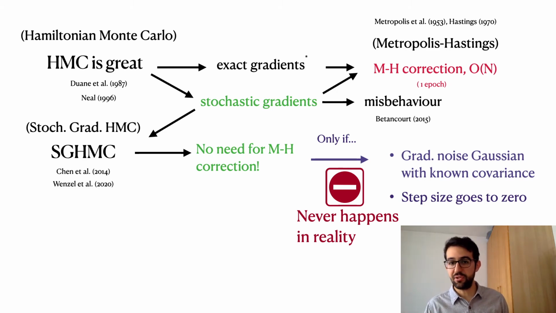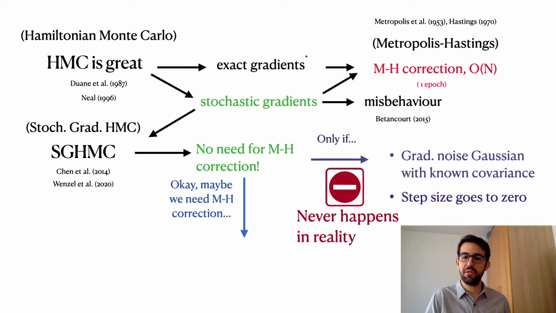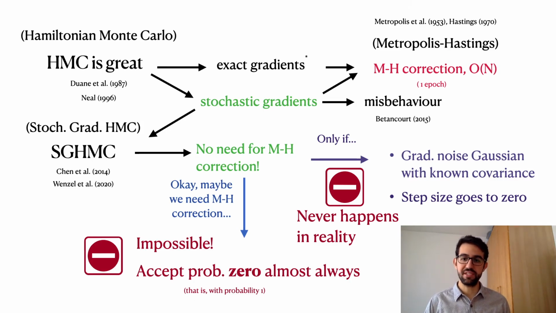Because neither of these two things ever happens in reality. The gradient noise is not Gaussian, sometimes very much so, which can have dire consequences, and the step size never actually reaches 0. So if you gave SGHMC a sample from the posterior, it would spoil it and make it not a sample from the posterior anymore. Okay, fine, maybe we do need a Metropolis Hastings correction. And this is finally what this paper is about. We showed that doing a Metropolis Hastings correction on SGHMC is impossible, because the acceptance probability is 0, with probability 1, no matter how small your step size is.